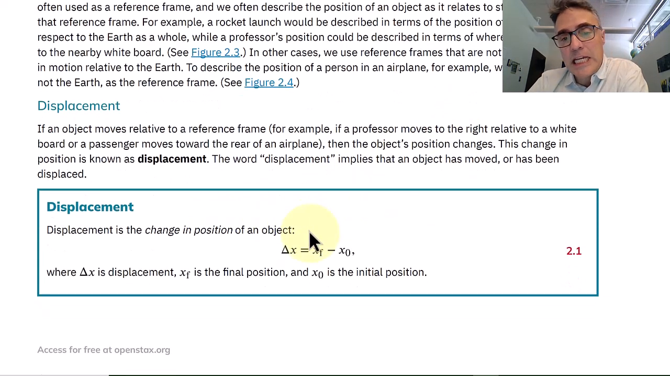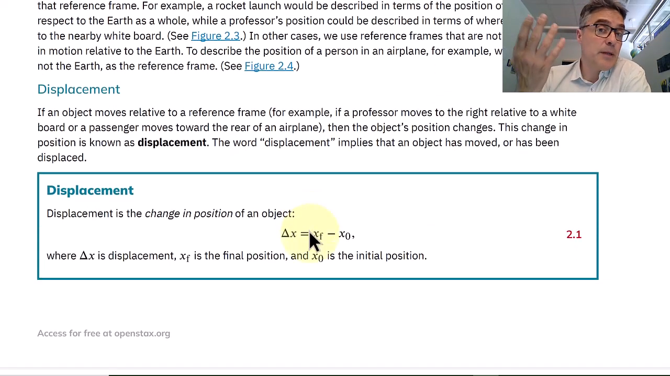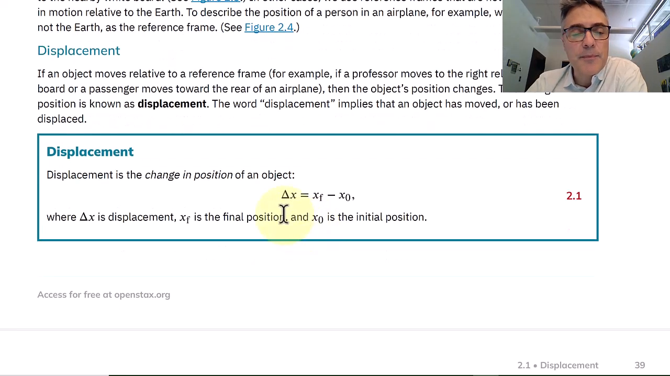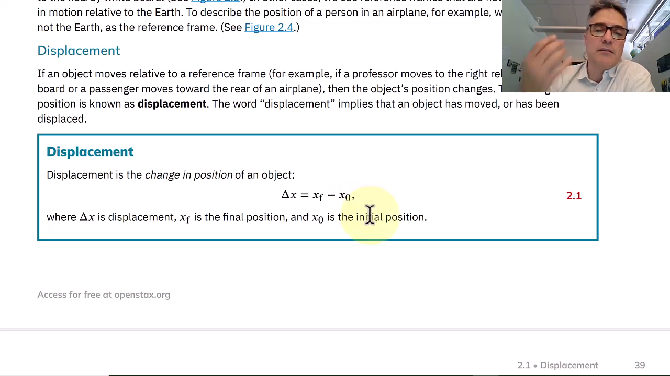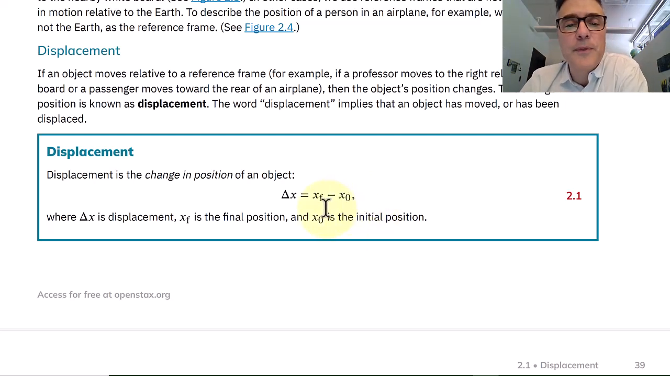Displacement means the change in position. Typically, it's going to happen over some time. And the equation here that's important is delta x equals xf minus x0. So xf and x0, those are the final and initial positions. These little subscripts refer to final, and 0 just refers to initial. It means like the zero time position. So final minus initial gives you this triangle, which is called delta, so it means the change in x, delta x.